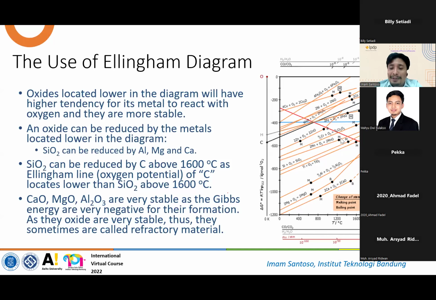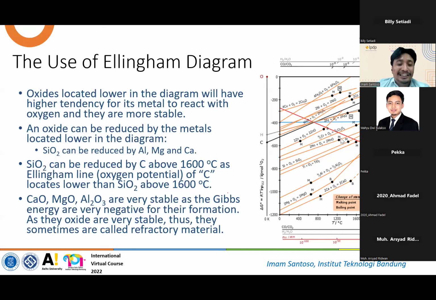Next question. Can carbon reduce aluminum oxide to become aluminium? Yes, Pak Imam, after a temperature of 2000 Celsius, not degree. Okay, sorry.